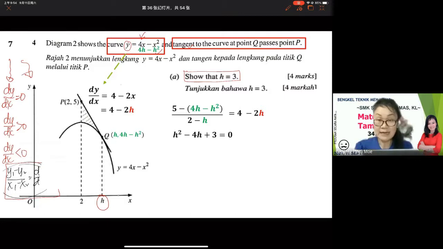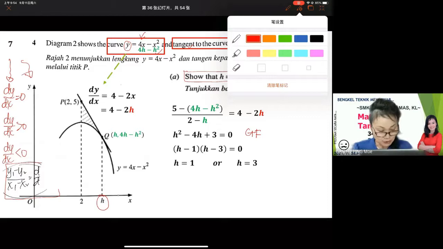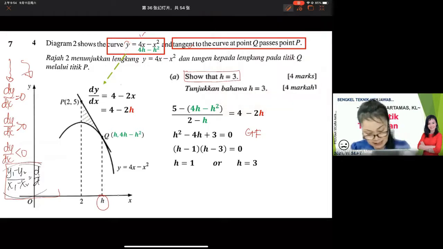Okay, I expand, I get this quadratic equation in general form. So what do I do? I factorize. Right? I factorize. Then I have h equals to 1 and h equals to 3. Okay. Now my KBAT question comes in again.